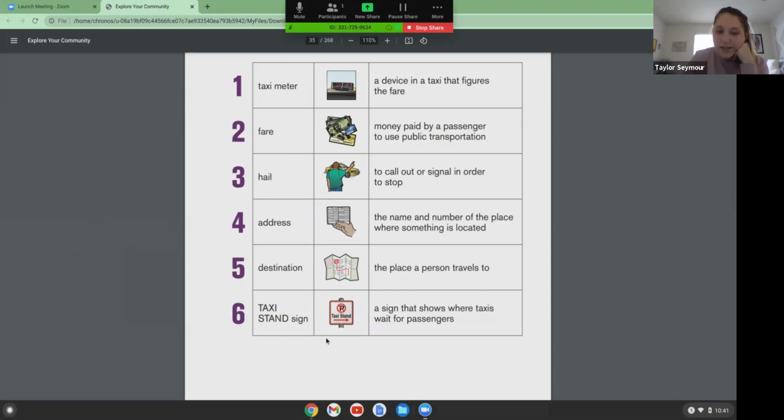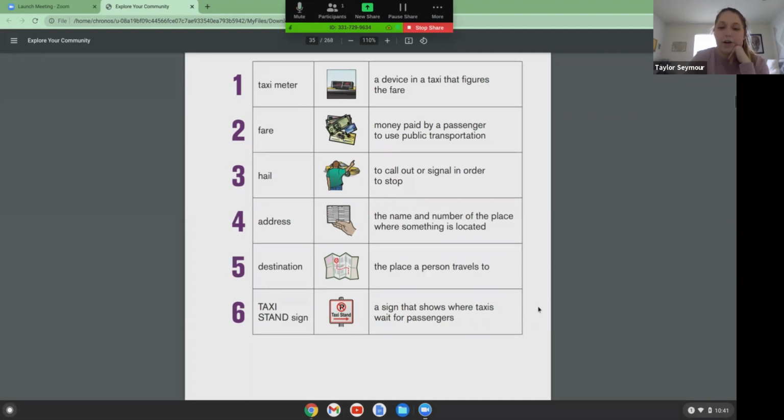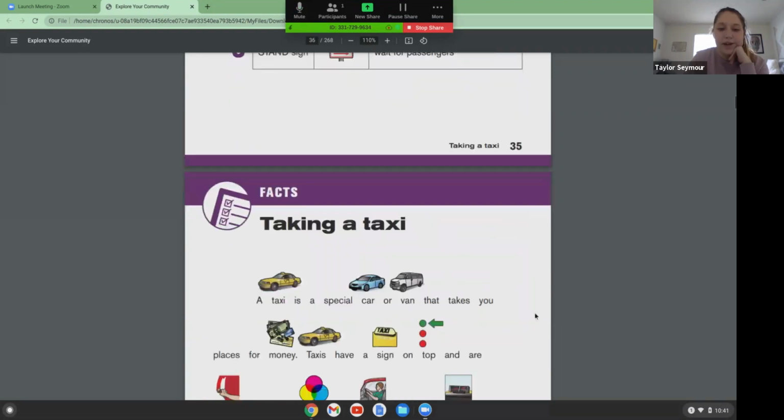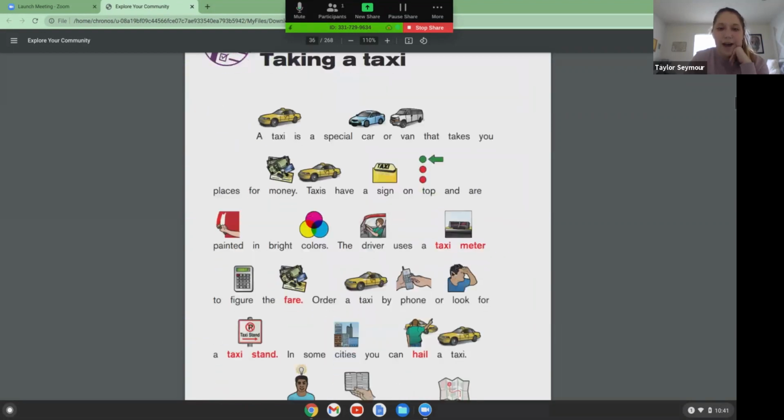And then number six is a taxi stand sign, and that's a sign that shows where taxis wait for passengers. So just like there was a sign for the bus stop, there's a sign for taxis that they all wait for people to get in the car. Okay, so let's start with some facts.